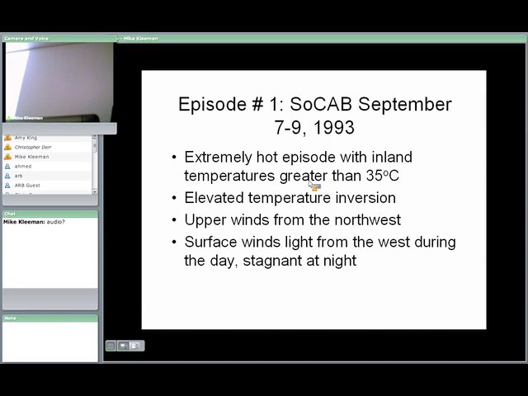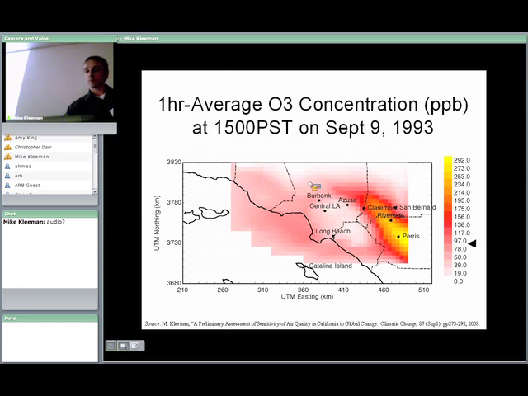So the first one is back in 1993. It was a really, really hot episode for Southern California, 35 degrees Celsius inland. All of the episodes have an elevated temperature inversion that basically puts a top on the box. And so all the emissions get trapped in this box with the mountains or the sides. And the top of the box is the temperature inversion, which prevents mixing from carrying the pollution away from the surface. And then the surface winds were light onshore.